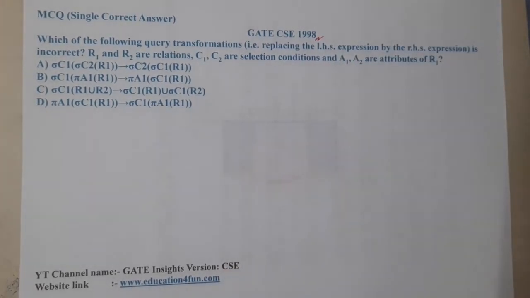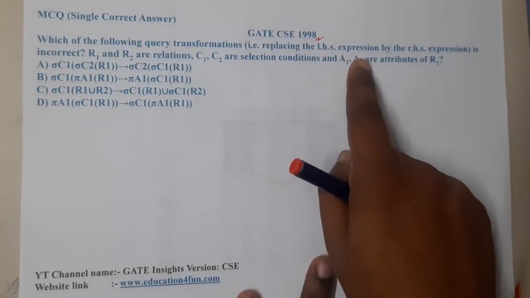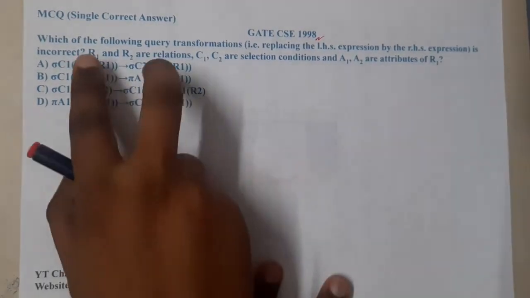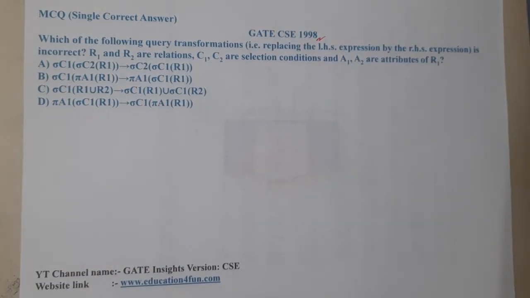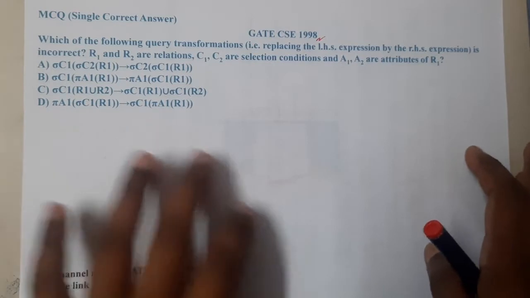The given question is: which of the following query transformations, that is replacing the l.h.s expression by r.h.s, is incorrect? So if we replace them, which of these equations is incorrect is what they are asking. R1 and R2 are relations, C1 and C2 are selection conditions, A1, A2 are attributes of R1. I think this is an easy question, right?